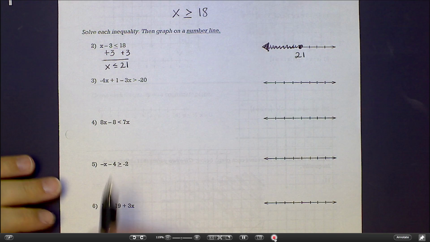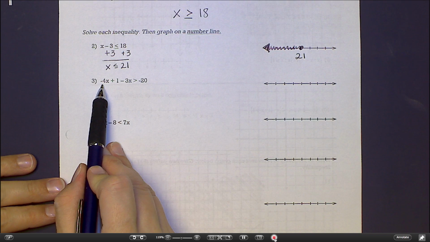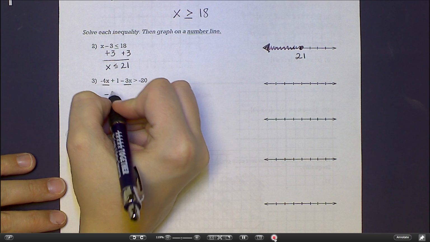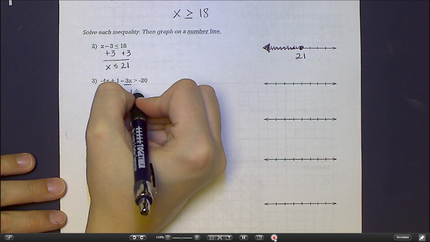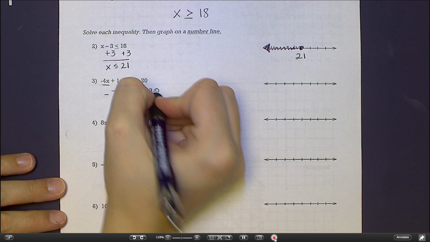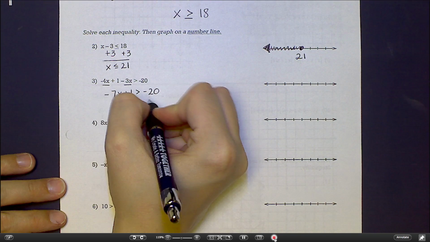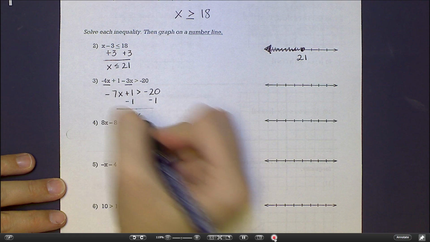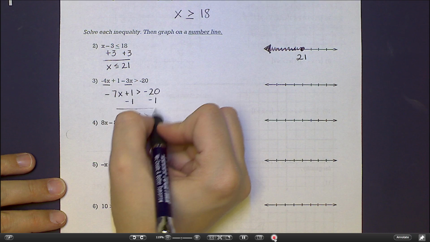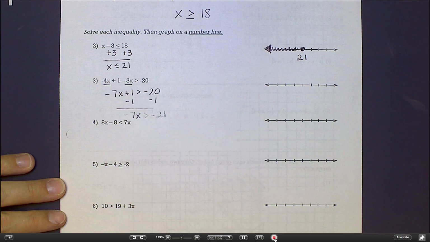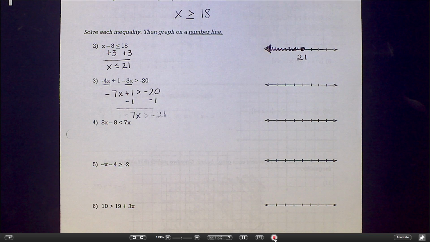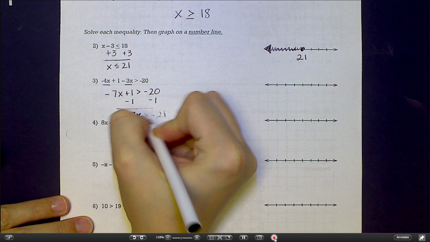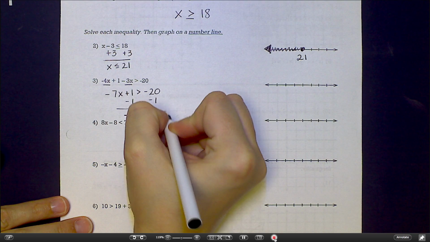Okay, number 3. I see that on the left side I have a negative 4x and a negative 3x. So I can combine those two things to make negative 7x plus 1 is greater than negative 20. Let's subtract 1 from each side. So negative 7x is greater than negative 20 minus 1, which is negative 21. I know I've chosen a bad pen. Okay, sorry about that. Negative 7x is greater than negative 21.